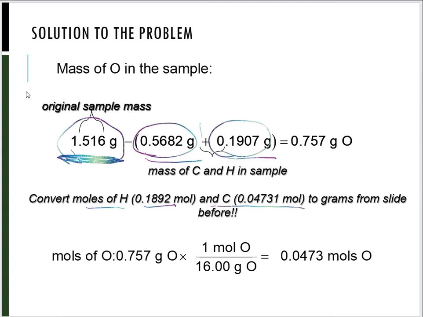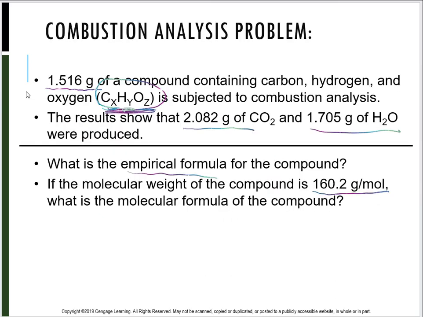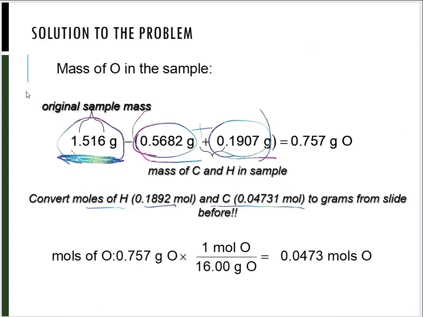So we're going to add those two together and then subtract it from the original 1.516. I'm going to go back to that slide right here. 1.516 grams of a compound that contains carbon, hydrogen, and oxygen. So we know how much carbon and hydrogen. We can find out the oxygen by subtracting. So we get 0.757 grams of oxygen. And if I know grams of O, I can get to moles of O, right? 0.757 grams, grams to moles. Again, this is one oxygen, so we're only looking at one oxygen.